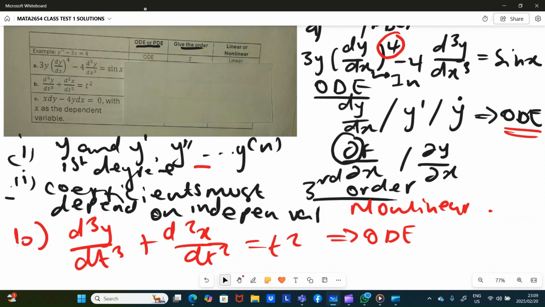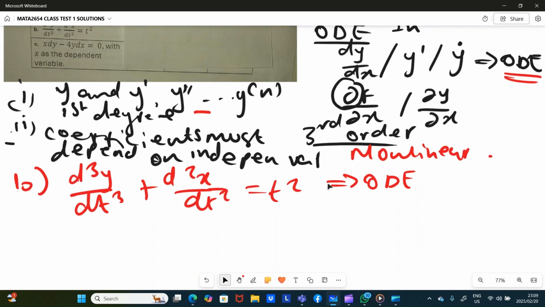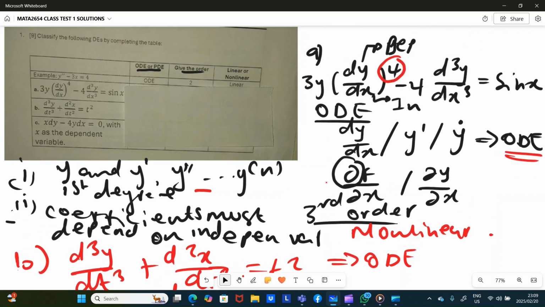What is the order of this? We are again going to check the highest order. The highest derivative here is the third derivative, so this again makes it a third order. It is just an easy application that you have to keep in mind. Otherwise, let's look at the last part. Is it linear or non-linear?